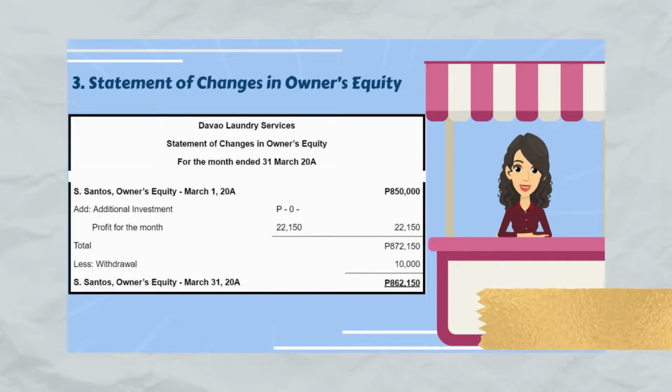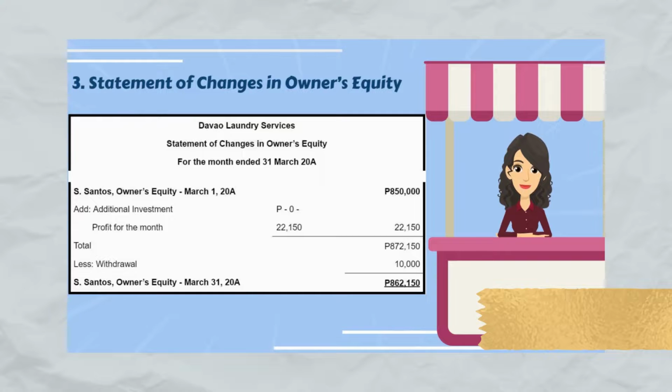Under the statement of changes in owner's equity, we have the beginning balance of S. Santos owner's equity on March 1, 2028 of 850,000, additional investment 0, profit for the month of 22,150, so with a total of 872,150. Less withdrawal of 10,000, so the ending balance of S. Santos owner's equity on March 31, 28 is 862,150.